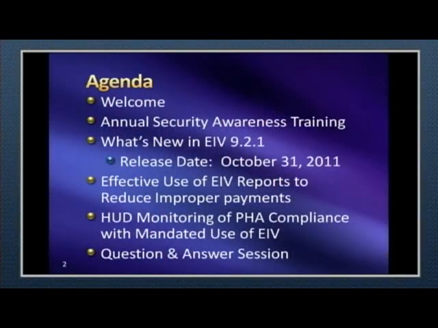So what I'd like to do is go over the agenda for today, and we're going to talk briefly about annual security awareness training, what's new in EIV, and the release number is 9.2.1, which is scheduled for October 31st, as I mentioned just a moment ago. Then we're going to talk briefly about effective use of EIV reports to reduce improper payments, as well as HUD's monitoring of PHA compliance with mandated use of the EIV system. And then we'll have a question and answer session for our live studio audience here in Washington, D.C.